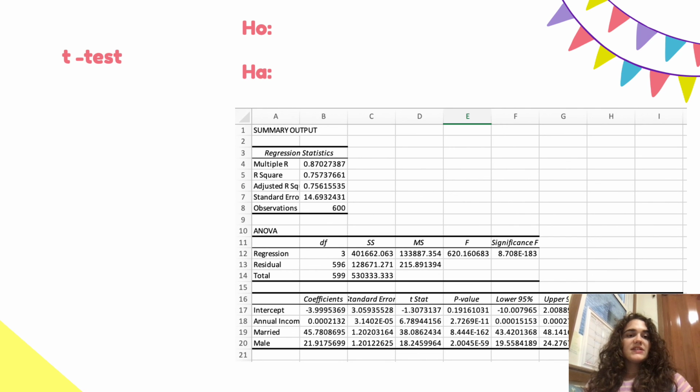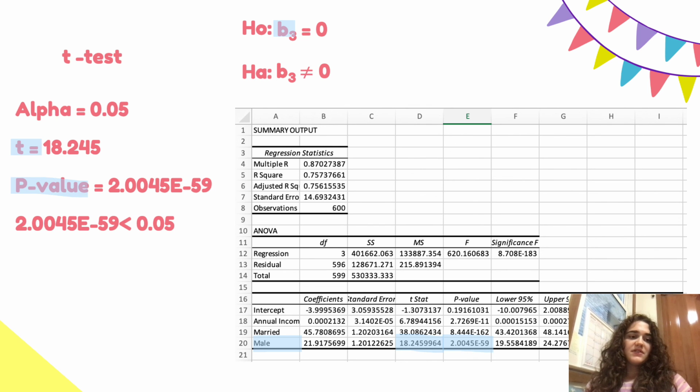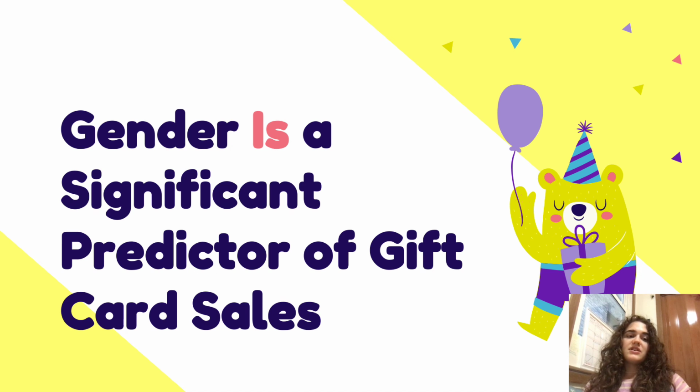If we continue this with our b3 value, which in this case is whether or not a customer is male, we will be able to find our t value of 18.24599 and our p-value of 2.0045 e negative 59. This value is also smaller than 0.05, which means we're able to reject the null hypothesis. So gender is also a significant predictor of gift card sales.